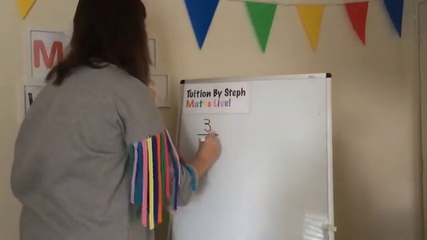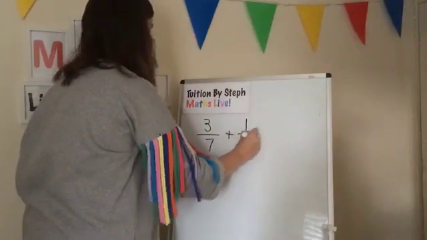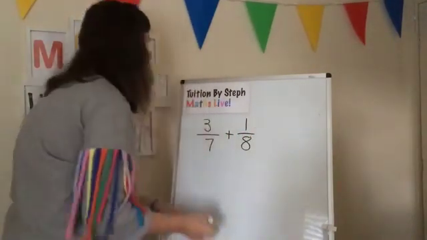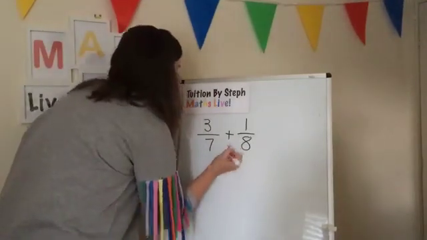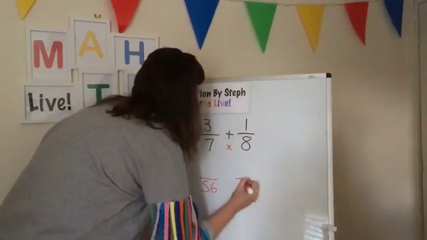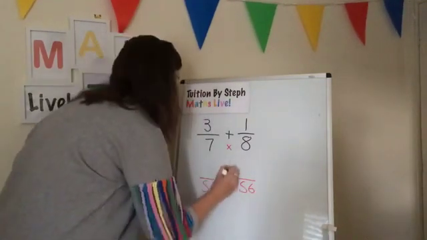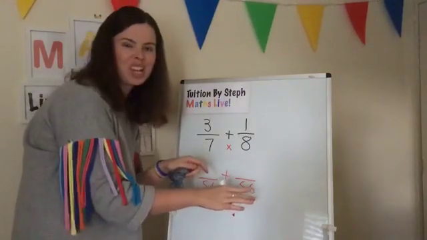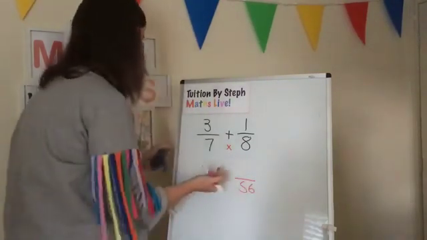3/7 plus 1 over 8. Right, we need the denominators to be the same. Quickest way, 7 times 8. 7 times 8 is 56. We're adding. Always check if you're adding or subtracting. You can get really carried away with changing the fraction and then forget whether you're adding or subtracting.